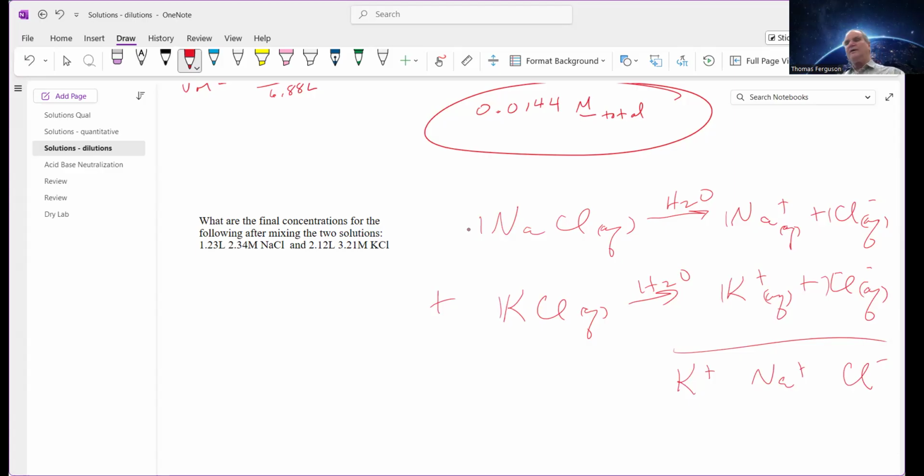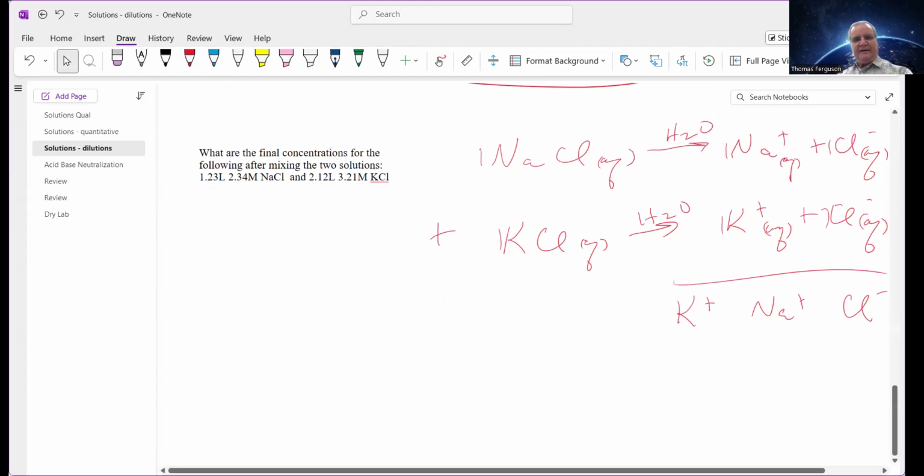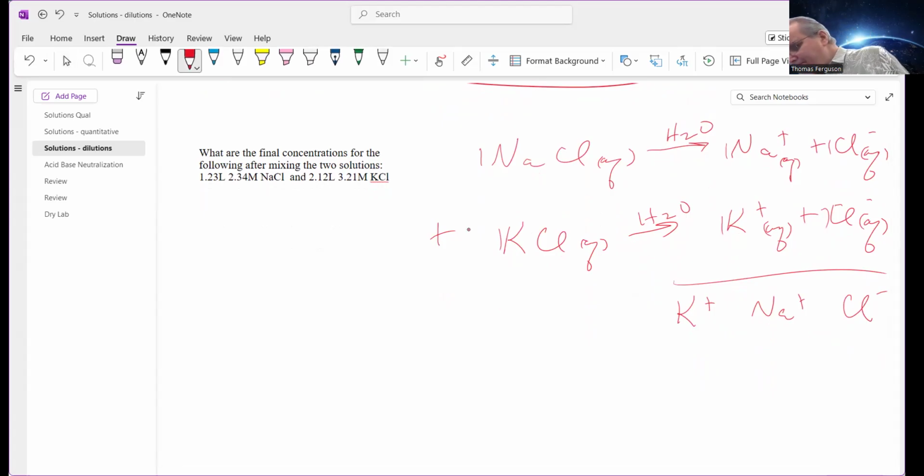Now, you're going to have two take-home problems for test 3. You're going to have one on solutions and one on acids and bases. Okay, so let's do this problem now. Okay, remember now concentration is moles per liter. So we need to get the moles in volume. Volume is going to be in liters.